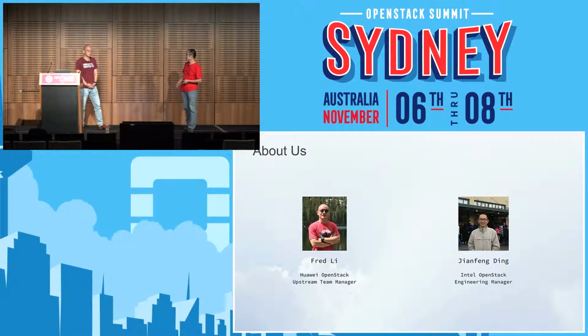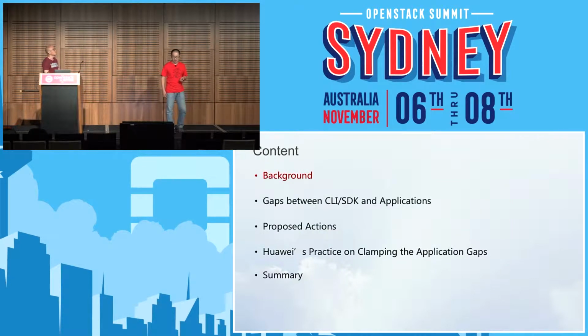My name is Fred. I'm working for Huawei, and I'm leading the Huawei OpenStack upstream development team. Just to give the background, in Huawei we have both an upstream and a downstream team. The downstream team is providing the cloud service and OpenStack distro for customers, and I'm working for the upstream team, which is connecting the downstream team and the OpenStack community.